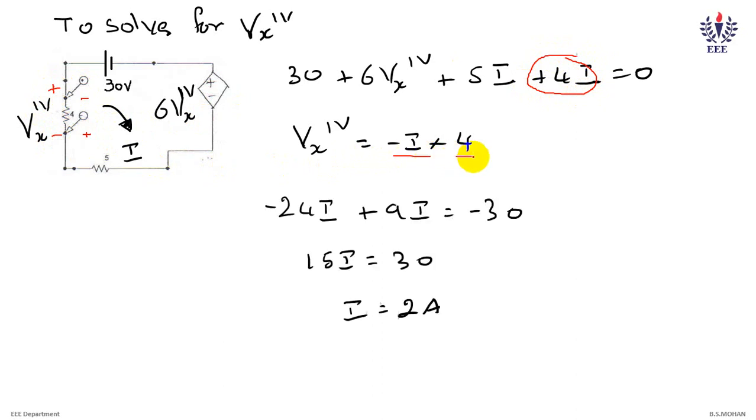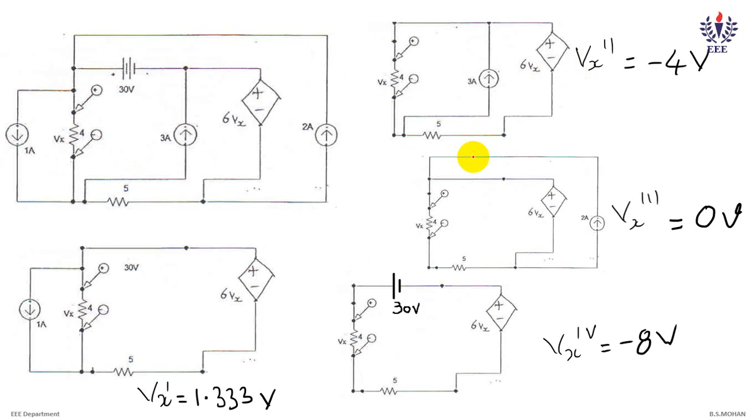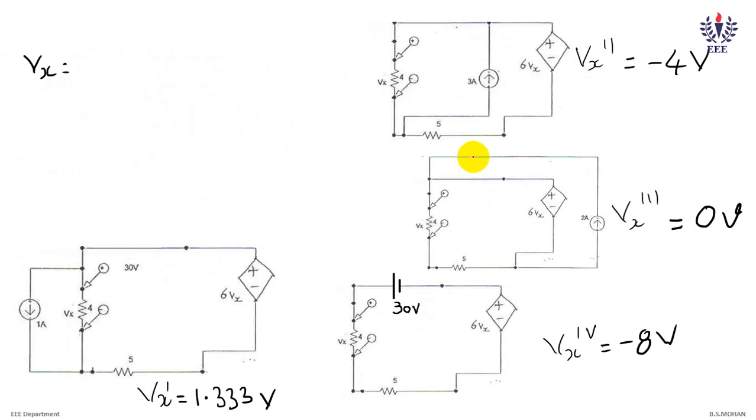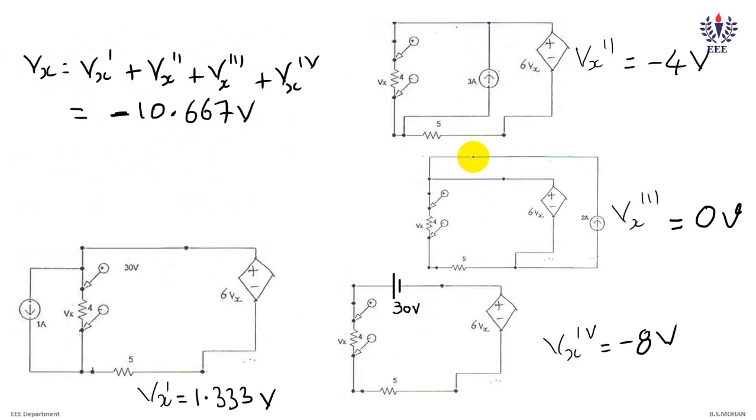As I solve, I get the value of I as 2 amperes and similarly Vx4 as minus 8 volt. So these are your answers for Vx dash, Vx double dash, triple dash and Vx4. And what you have to do now? Sum of all these will give you Vx. So Vx is nothing but the sum of all these voltages, that is minus 10.667 volt.